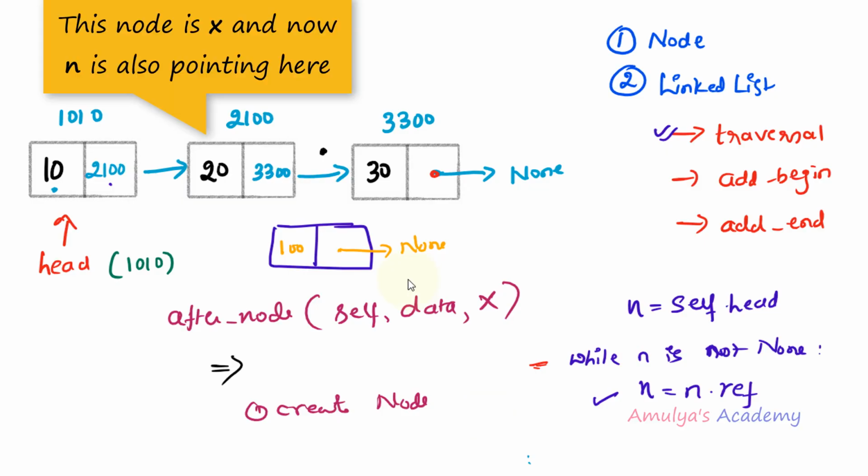Next step, after creating this node, we need to change the reference of the new node. This is the new node, right? Now we need to change the reference. It is initially pointing to None, but we want to point this to this node, right? Now we need to insert that between these two nodes. That means this node will become the next node of this new node. So it should contain the reference of that. So that's why it needs to point here.